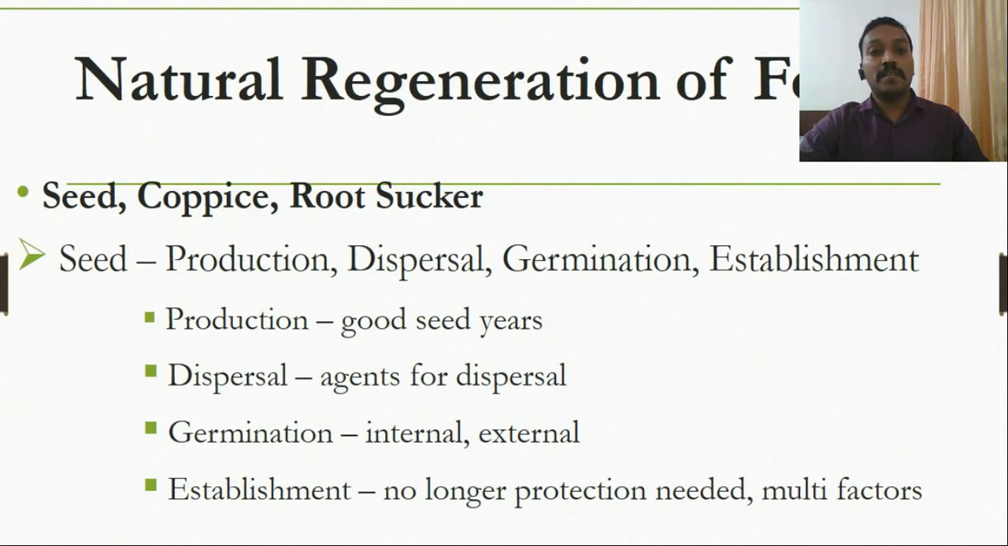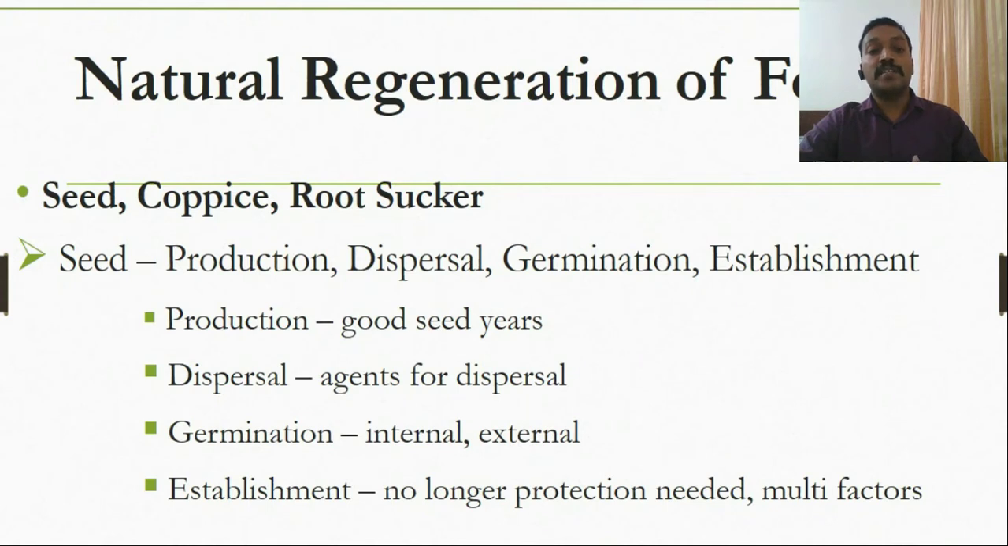And also about germination, how the plants are formed due to the germination of seeds. What are the different factors influencing the germination pattern of seeds. And finally about establishment. When the plants no longer require any kind of protection, that process is known as establishment.